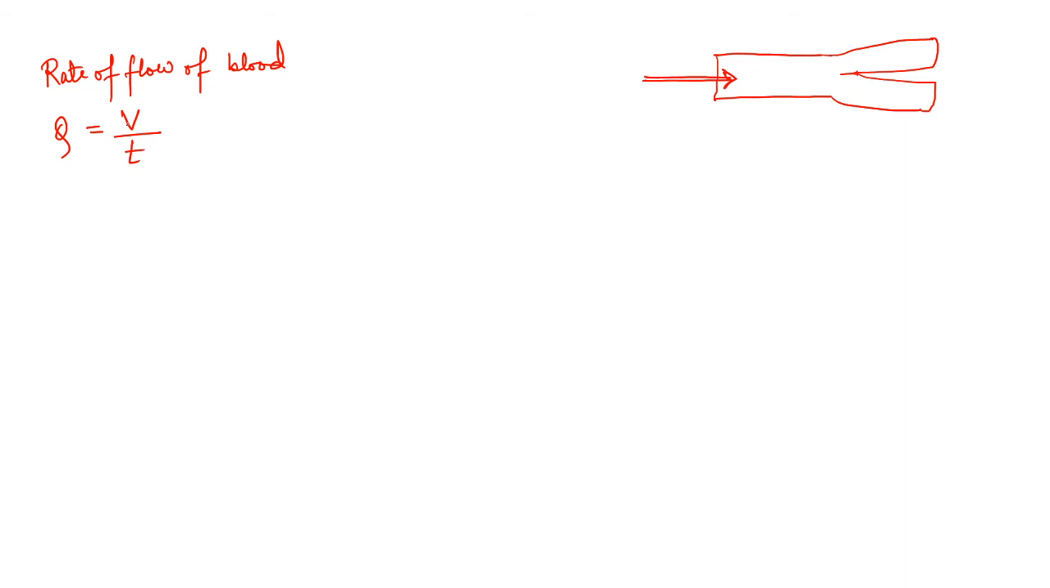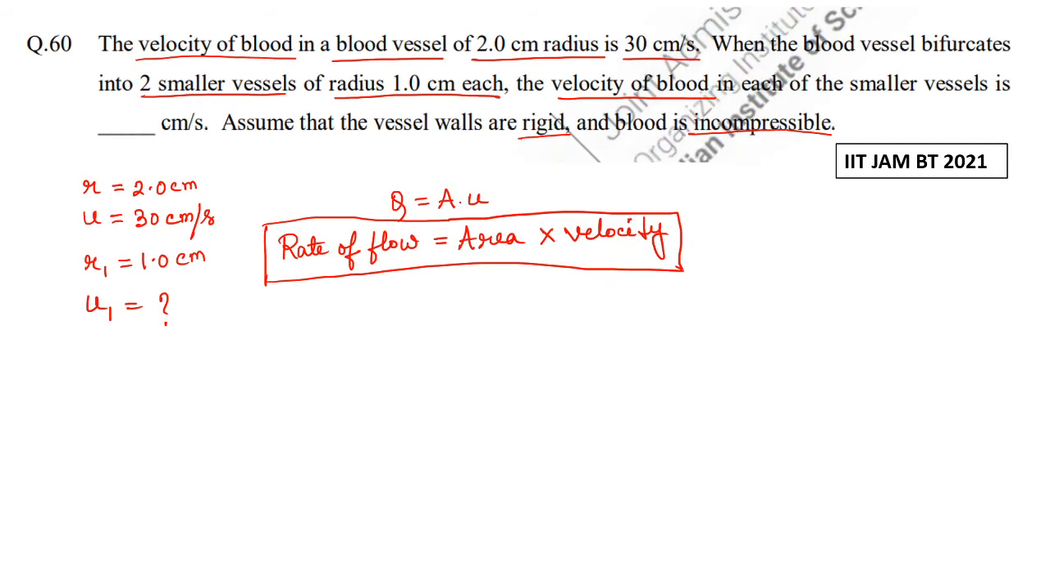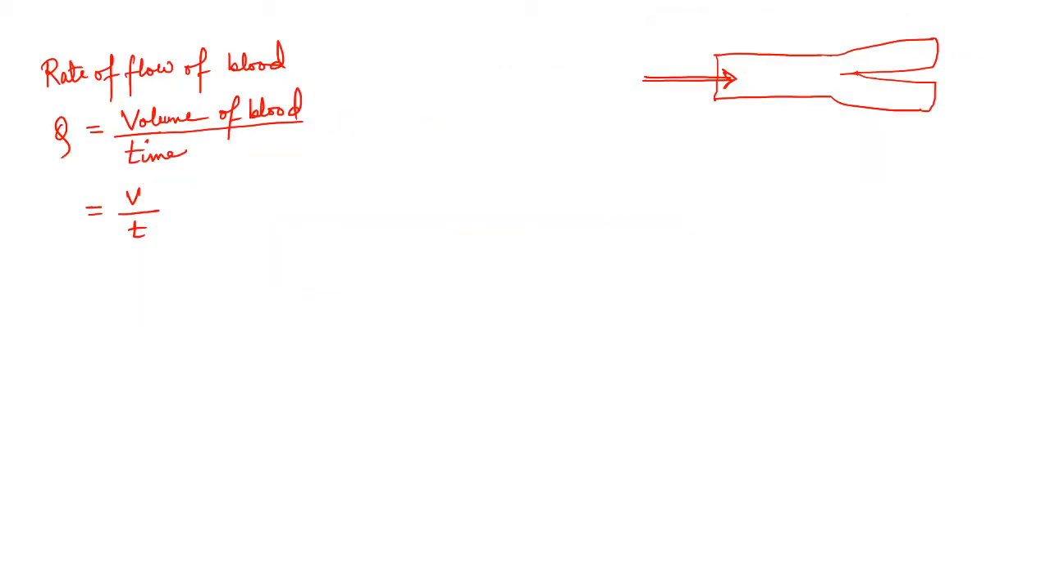Here this v is volume of blood, volume of blood by unit time. So we can write it as v by t, right? This v is volume, don't be confused. This is why we have taken u as the velocity and v as the volume. So q equals volume by time, that is v by t.